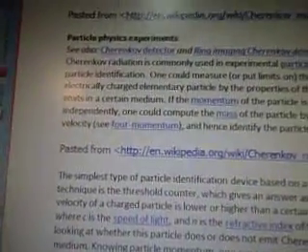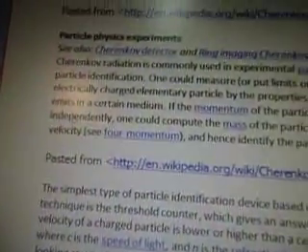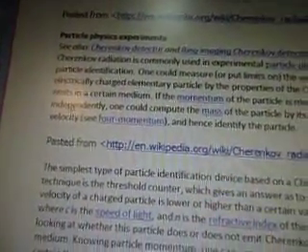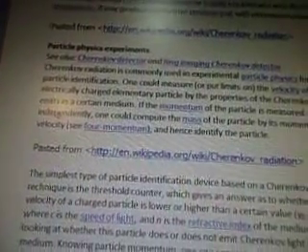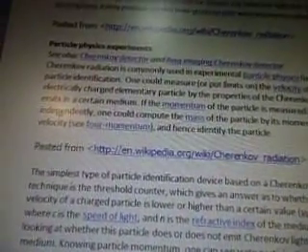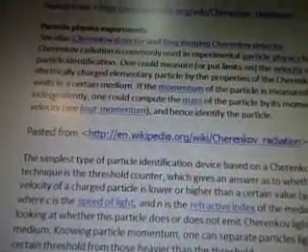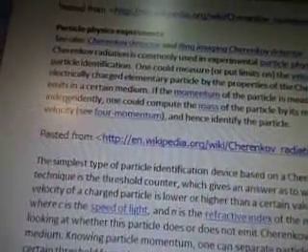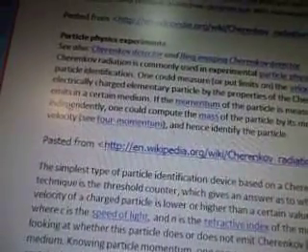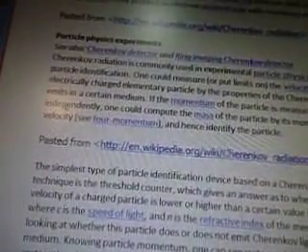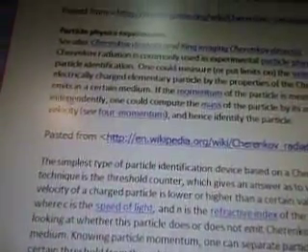Particle physics experiments: Cherenkov radiation is commonly used in experimental particle physics for particle identification. One can measure or put limits on the velocity, again a keyword, of an electrically charged elementary particle by the properties of the Cherenkov light it emits in a certain medium. If the momentum of the particle is measured independently, one could compute the mass of the particle by its momentum and velocity, and hence identify the particle.